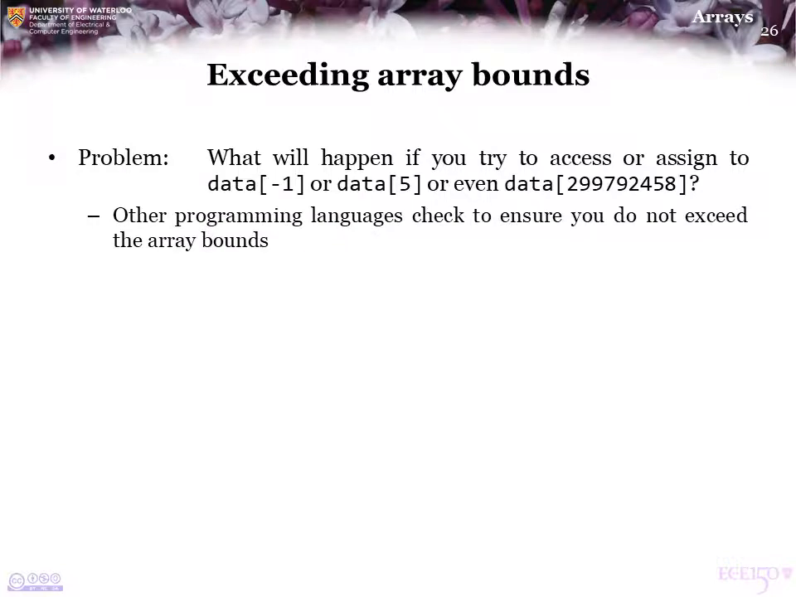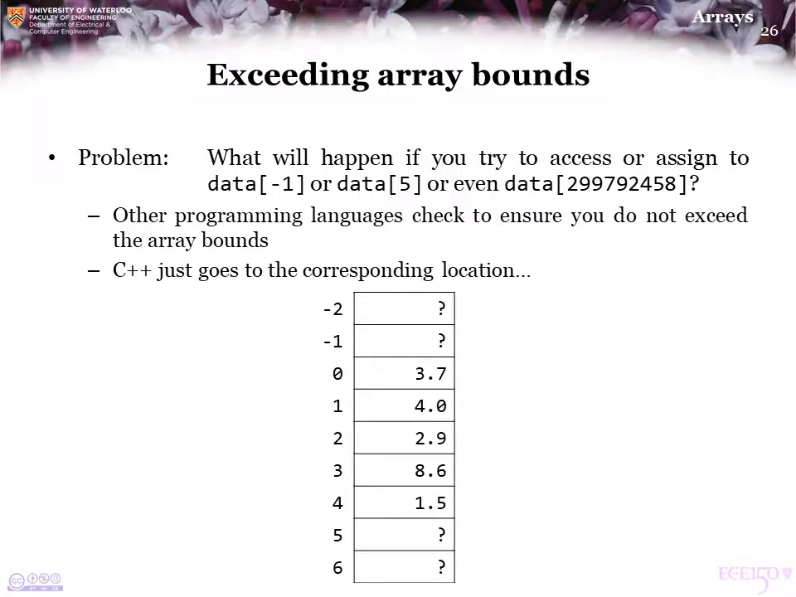Other programming languages actually check to make sure that you never try to access an entry of an array outside of the bounds of the array. In this case, the bounds of the array are 0 up until 4. C++, however, doesn't really check. It just goes to the corresponding location in memory where that entry would have been if the array was of an appropriate size.